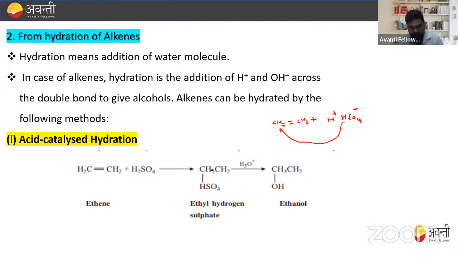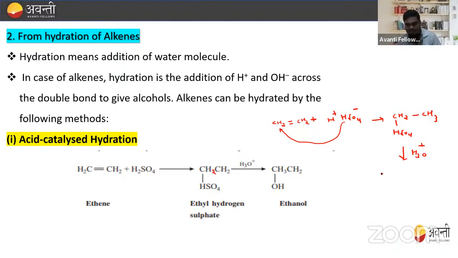This is CH2 and this is CH3. So this is happening here. This will become CH2, and this whole part is HSO4, and the double bond becomes a single bond. Now, upon hydrolysis with H3O+, what is happening here?